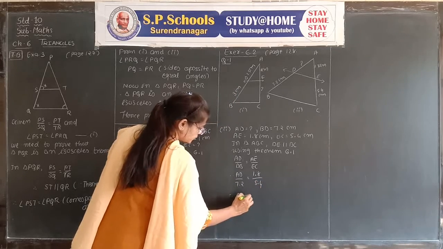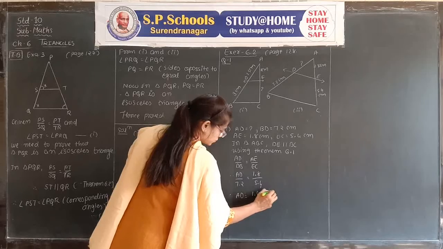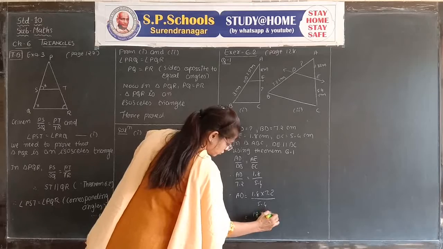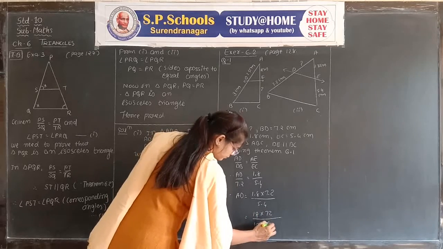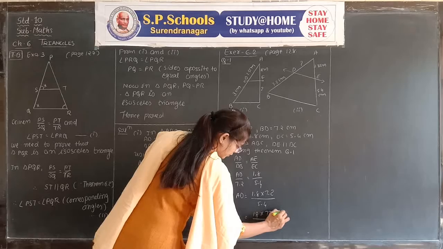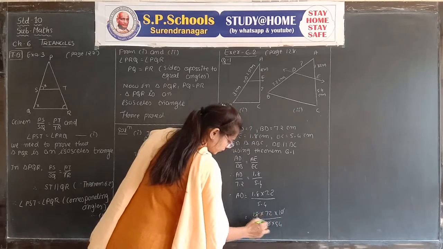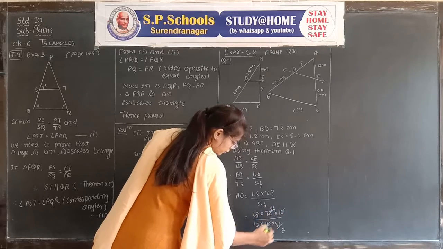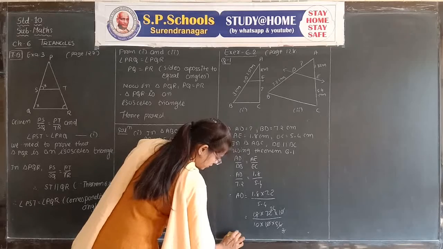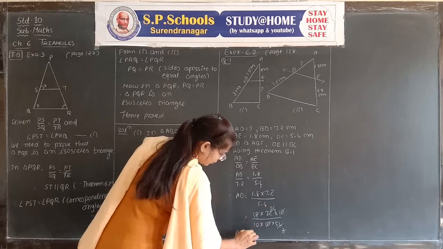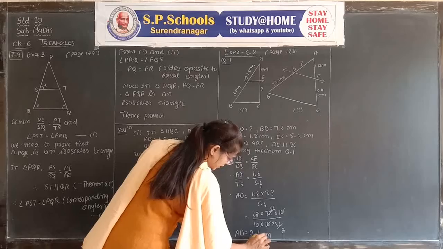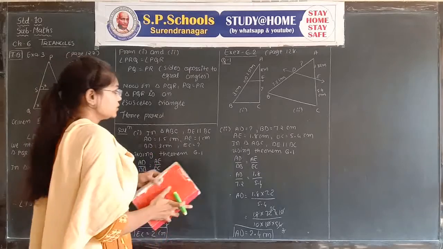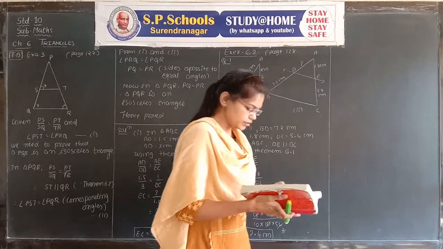Now we make AD the subject first. 1.8 into 7.2 upon 5.4 is equal to 18 into 72 upon 10 into 10, 54 into 10, the 10s cancel, 18 3s are, 24 3s are, and our answer AD is equal to 24 upon 10, which is 2.4 centimeter. Hence question number 1 is completed from exercise 6.2.